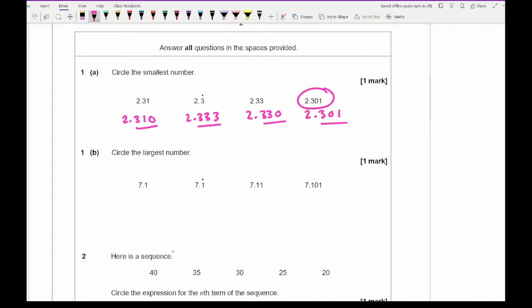For the next part, B, it says circle the largest number. So again, I'm going to repeat the process. The longest decimal has 3 decimal places. So it's 3.100, 7.111, 7.110, and 7.101. And again, from this, we're looking for which one is the largest, and that is going to be our second option.